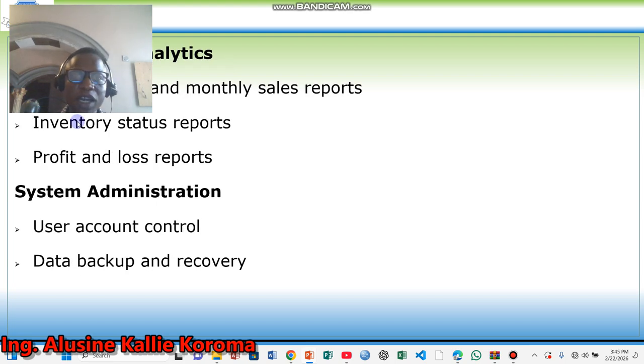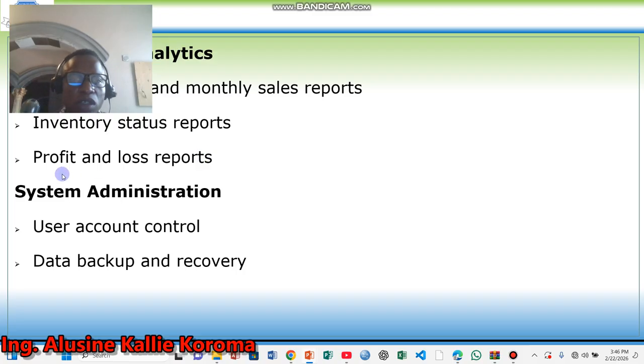Also the report and analysis. As I said earlier, the system will ensure that the daily, weekly, and monthly sales reports are given. And also an inventory status report. The status here shows whether the inventory is low or high. Also the profit and loss. It will also track the profit and loss at the end of the day, the week, the month, or the year.